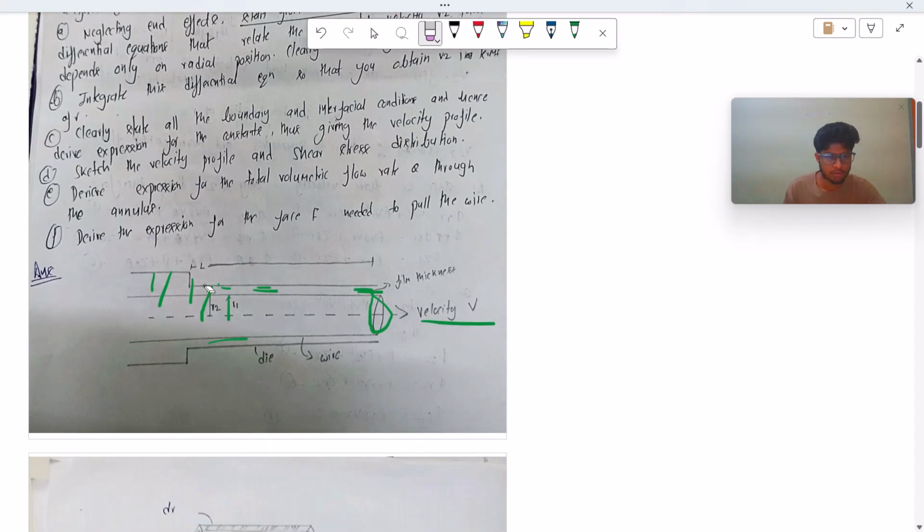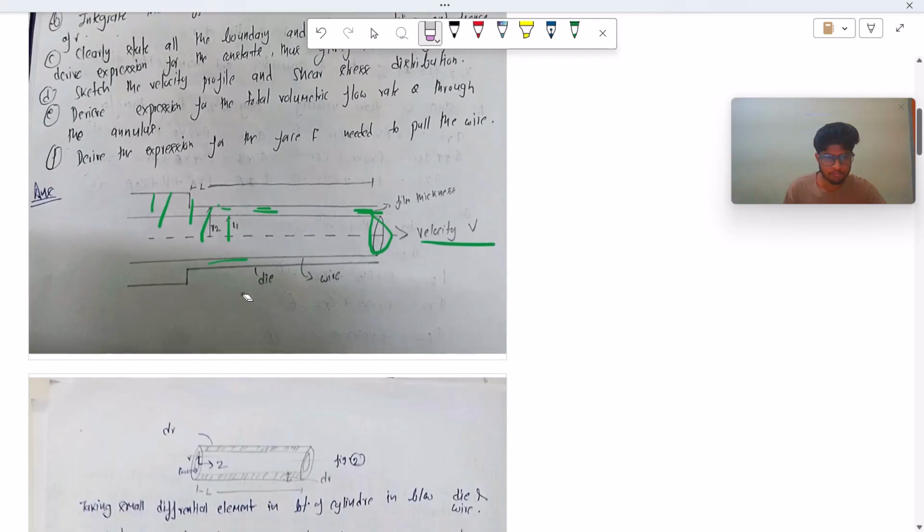So we can see that this is the radius r1 of the cylinder, and this is the radius r2 of the die, and this is the length of our die, and the wire is moving with a velocity v.